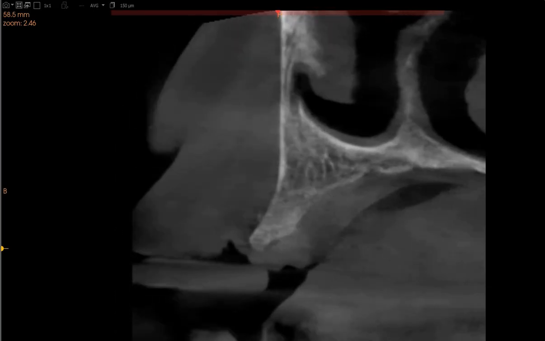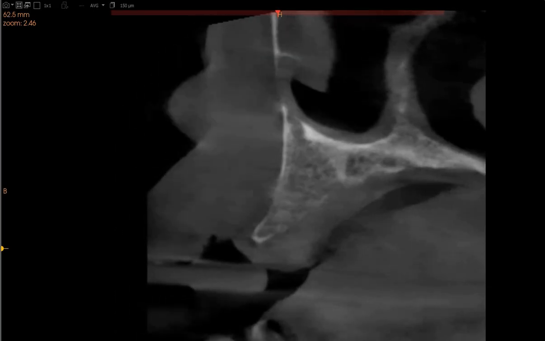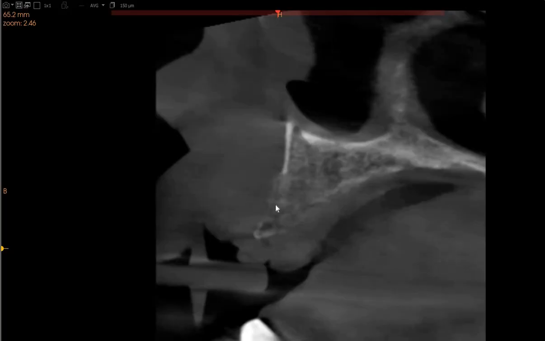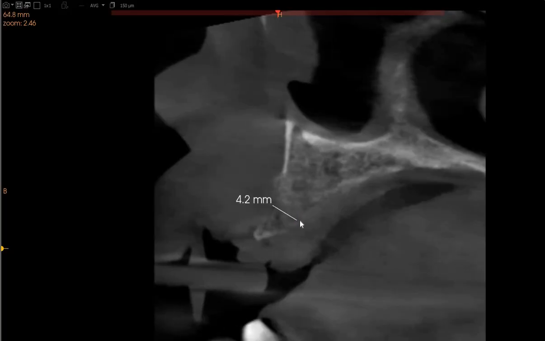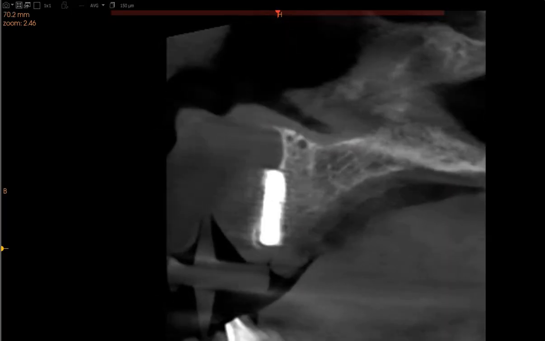In the region of the canine, again, we've got a very thin ridge. This is the lateral incisor region. Here, we've got a thin ridge, but if we go deep, we've got approximately 4 millimeters of width with 10 millimeters of height. This is the implant in the central incisor region.